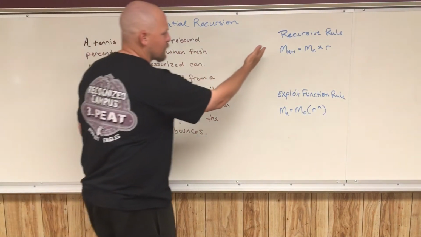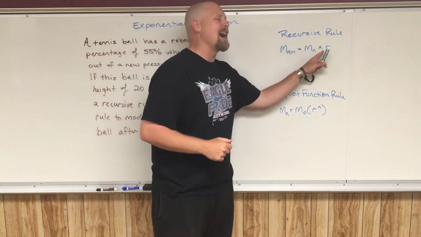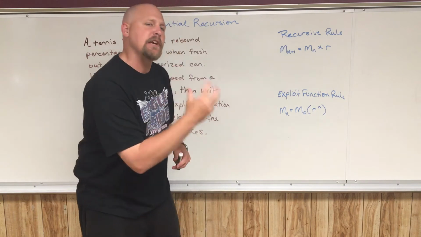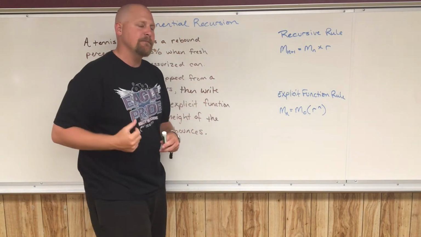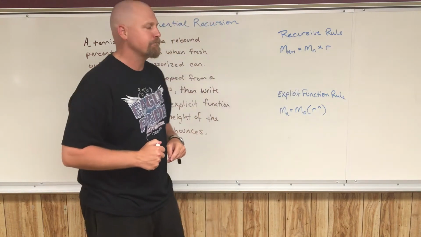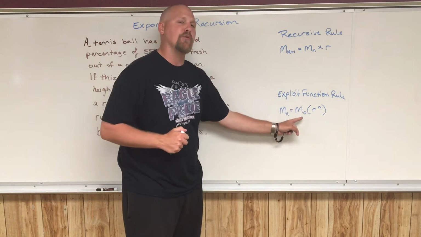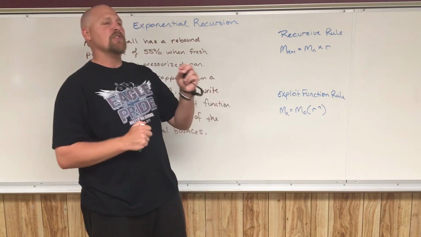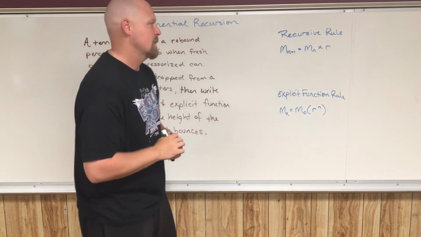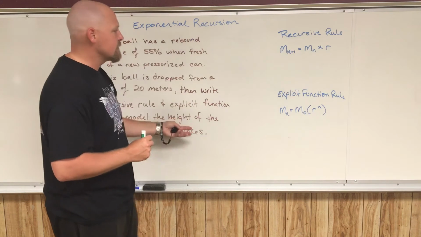So our recursive rule for reference, m sub n plus 1 equals m sub n times r. This should look very familiar because of the linear recursion lesson, except this time we're multiplying by some common value. The explicit function rule, m sub n equals the initial value, m sub 0, times r to the exponent of n. Again, some of this stuff might not be familiar to you, so in terms of this problem, let's do some defining.